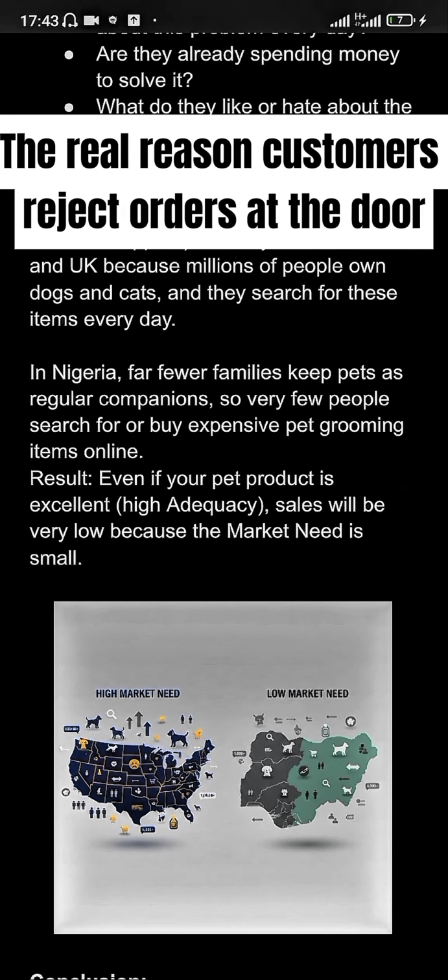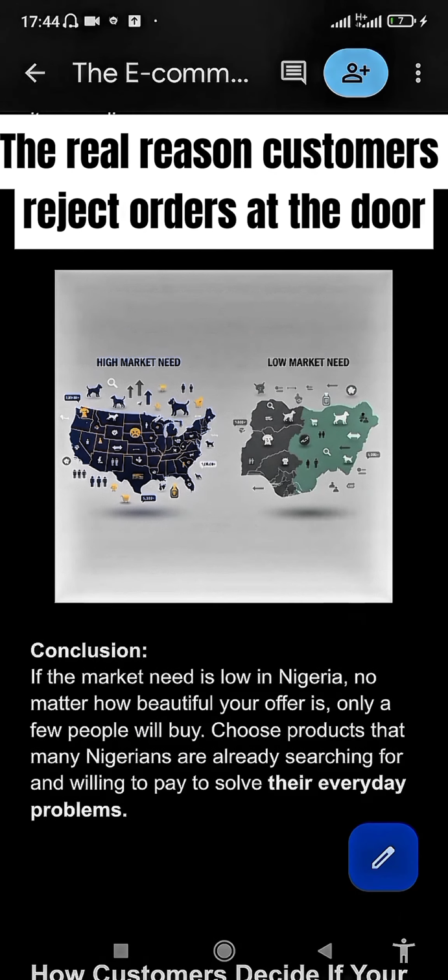So the result here is that even if your pet product is excellent, that is, it has a high adequacy, the sales will be very low because the market need is just small. But in conclusion, if the market need is low in Nigeria, no matter how great your offer is, only a few people will buy it. So choose products that many Nigerians are already searching for and willing to pay to solve their everyday problems.